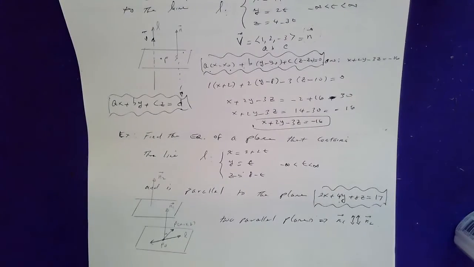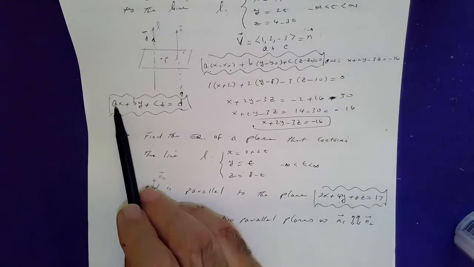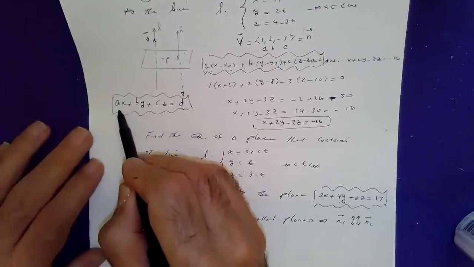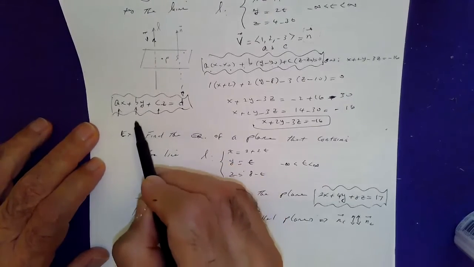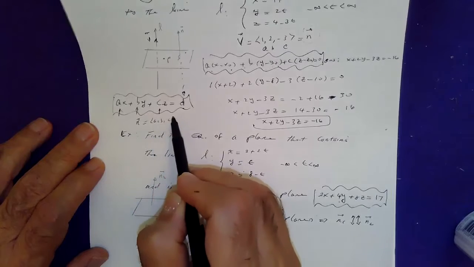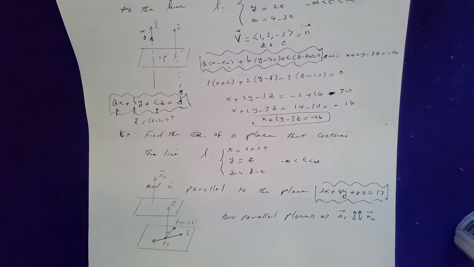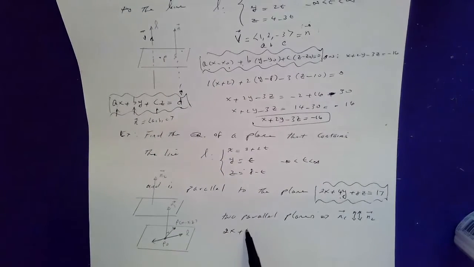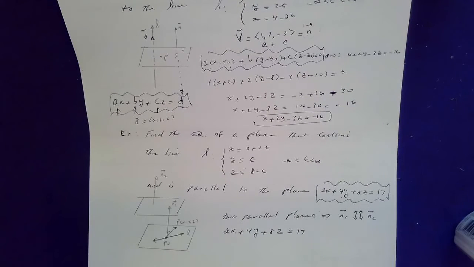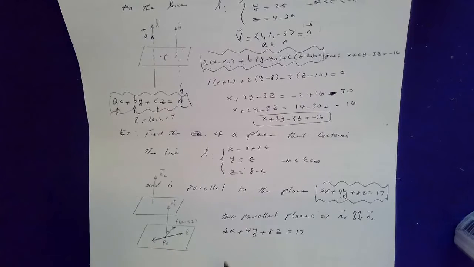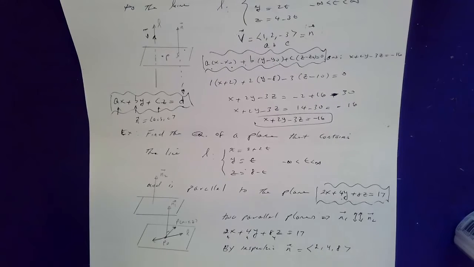So what I'm saying is, notice the coefficients of x and y and z happen to be the components of the normal vector A, B, C, normal vector N. So if they give you the equation of the plane in a standard form, like so, you can by inspection find the normal vector to the plane, which happens to be the coefficients of x and y and z. So in this case it is 2, 4, 8.